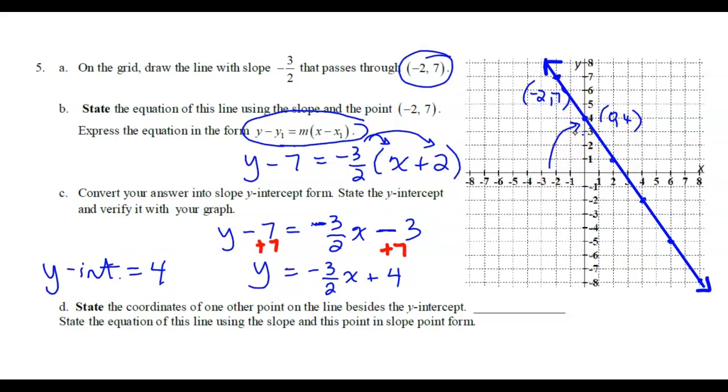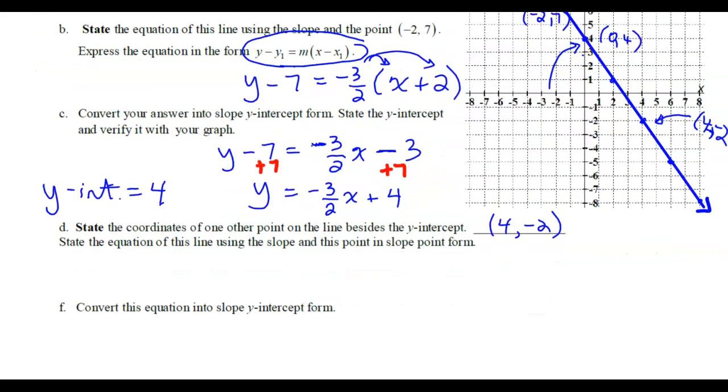Okay. Then it says state the coordinates of one other point on the line besides the y-intercept. I've plotted quite a few. I'm going to choose maybe this one, (4, -2). Some of you, when you're giving me coordinates of points, you're not putting the round brackets around them. An ordered pair has the x value and the y value with round brackets. So make sure your mathematical form is correct.